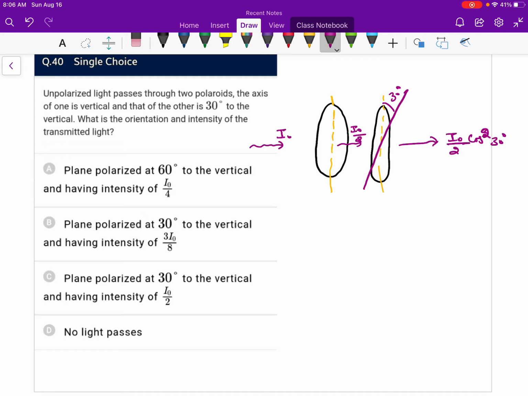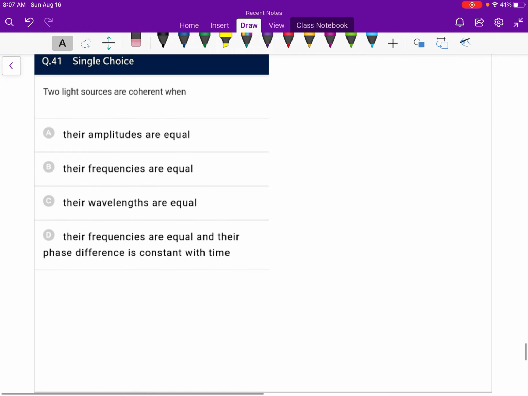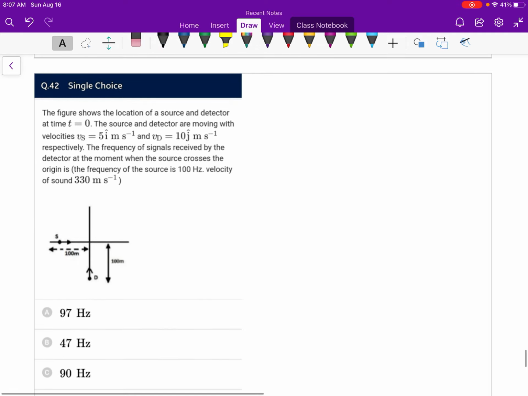So this is 3 I naught by 8, and the plane of polarization is parallel to the transmission axis of second polarizer. So plane polarized at 30 degree to the vertical and having intensity 3 I naught by 8. So B is the correct option. Two light sources are coherent when the phase difference between them is constant and frequencies are equal. So D is the correct option.